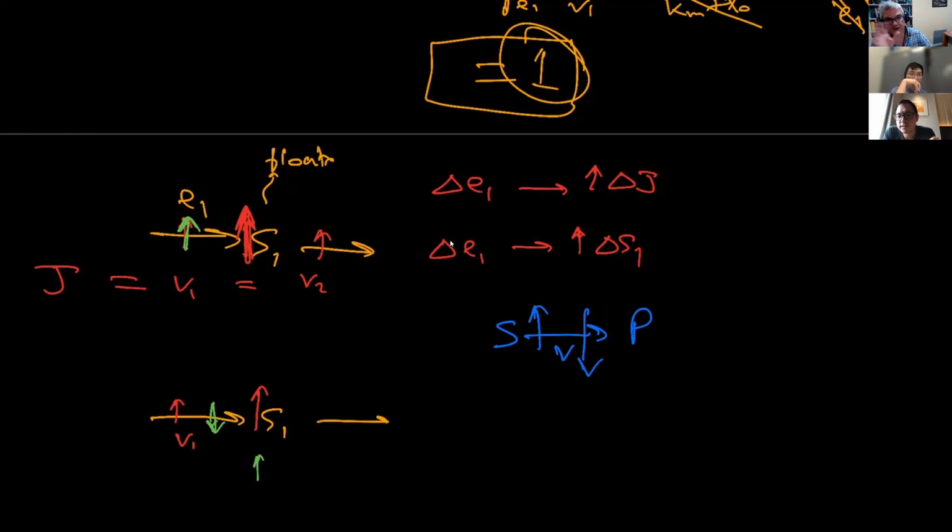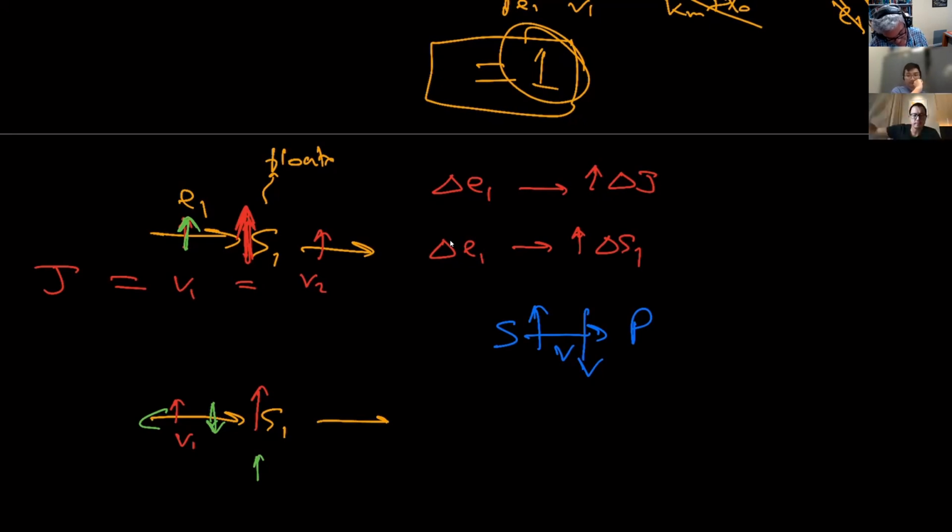Wait, is this the same even in irreversible reactions? No, it's totally different. Sorry, this is reversible. Okay, these are reversible. I'll come back to the irreversible one in a minute. The irreversible one is actually the trivial situation.